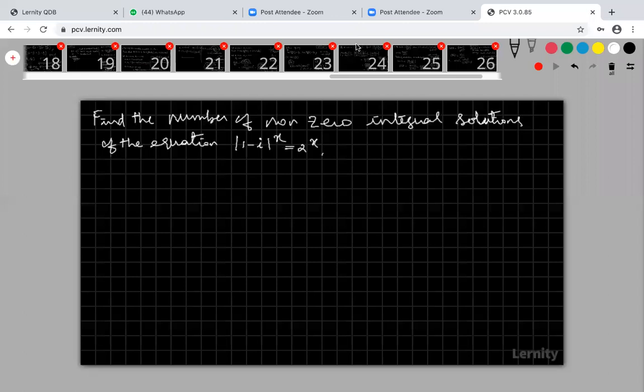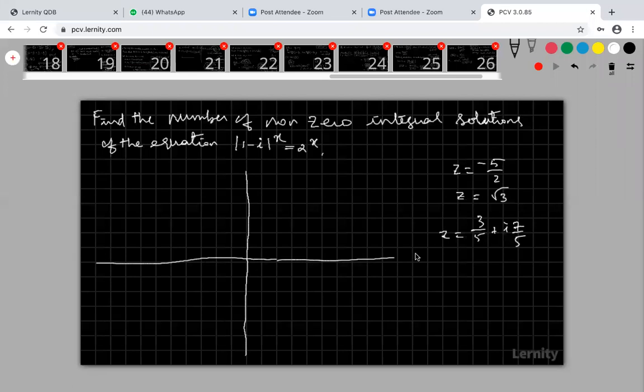Minus 5 by 2, square root of 3, 3 by 5 plus i 7 by 5. Yeah, these are your doubts. We have to plot them. Okay, now look at that. This is my complex number. This is my complex number. This is my complex number. How to plot these values? These complex numbers are plotted in the Argand plane, that is the complex plane. So this is my x, this is my y. So this is my origin.